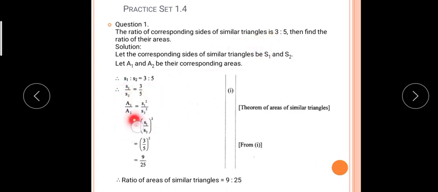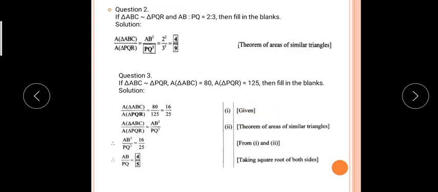This is given. So what is the theorem of area of similar triangle? A1 upon A2 is equal to side square. So S1 is 3 square, and upon S2 that is 5 square. So you will get 9 upon 25. Therefore the ratio of areas of similar triangles is equal to the square of the corresponding sides, and it is 9:25. Very simple. Just remember to write the reason. Okay students, next question.